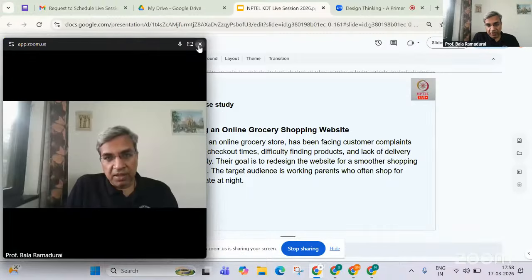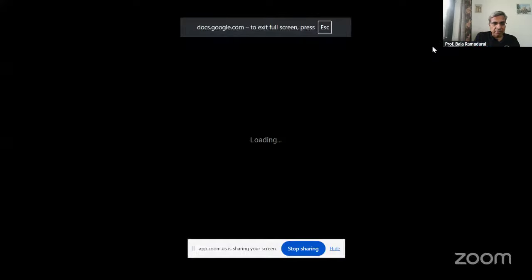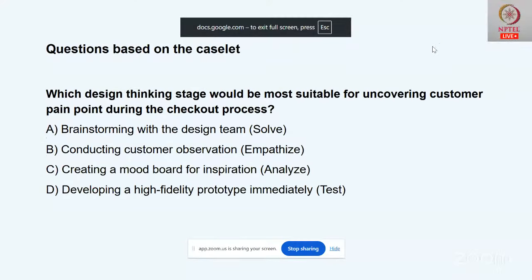Many times we will ask you to think like a design thinking consultant, a design thinking practitioner, which means that you have to apply the concepts of design thinking. So, the first half of the exam is about objective and recall. The second half is going to be based on cases like this. Yeah, here is the first question.